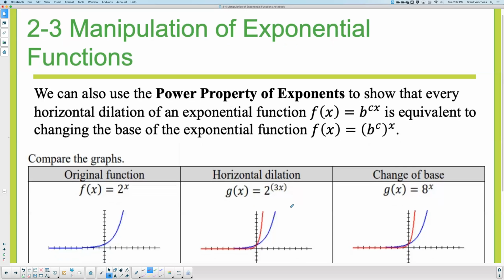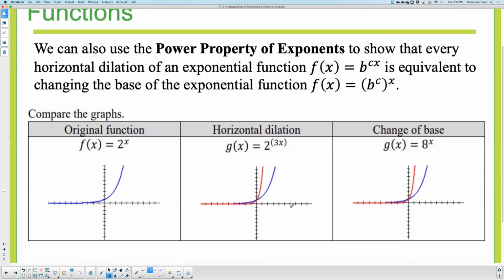Oh, forgot one. We can also use the power property to see that a horizontal dilation is equal to changing a base. A horizontal dilation can be the same thing as changing my base. A horizontal dilation, that means multiplying the x's. It's the same thing as changing the base. So here, 2 to the power of 3x is equal to 8 to the power of x. We're going to learn about that today.